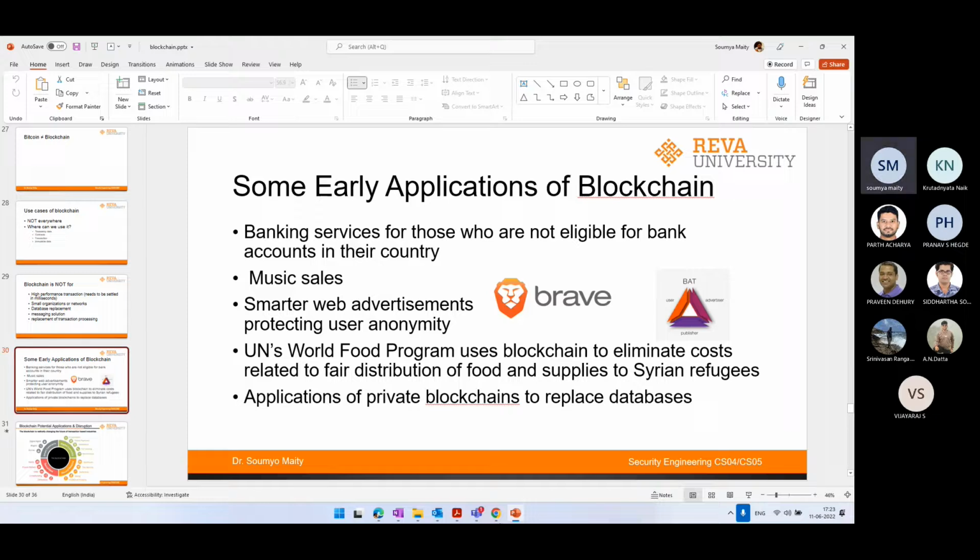And the supply chain is a very good example for that. Music sells. How will the copyright be protected? For that also, blockchain people are using NFT.